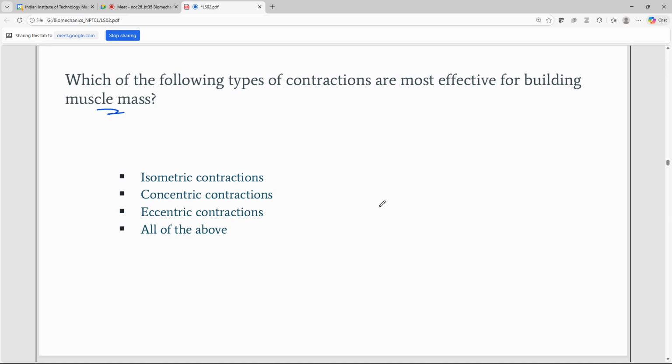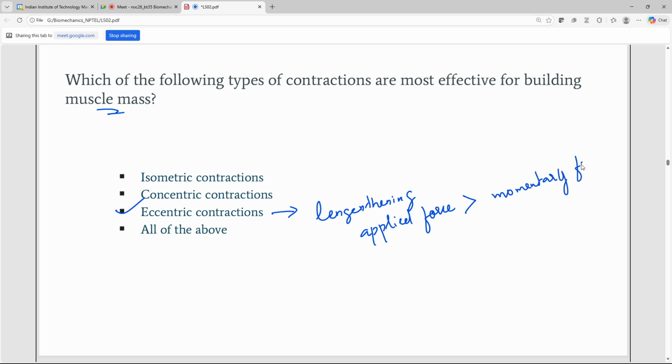Only one person has circled. So option C, that is eccentric contractions. Eccentric means lengthening. Simply remember it as lengthening of the muscle fiber, and eccentric contraction occurs when the applied force is greater than the momentary force produced in the muscle.